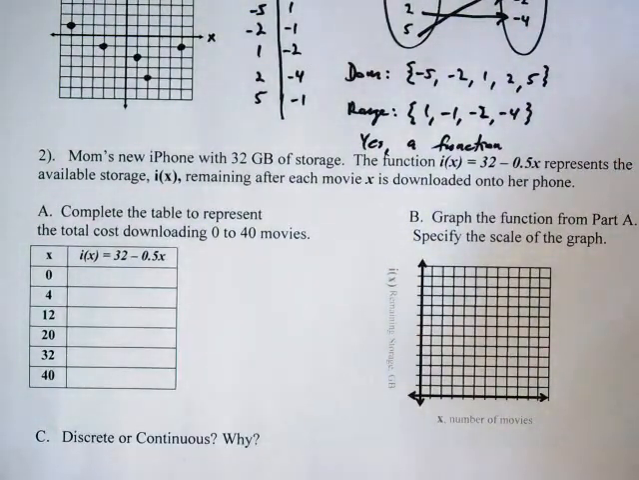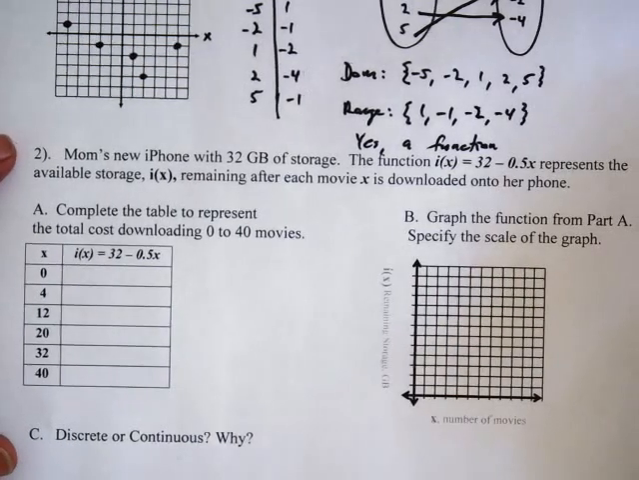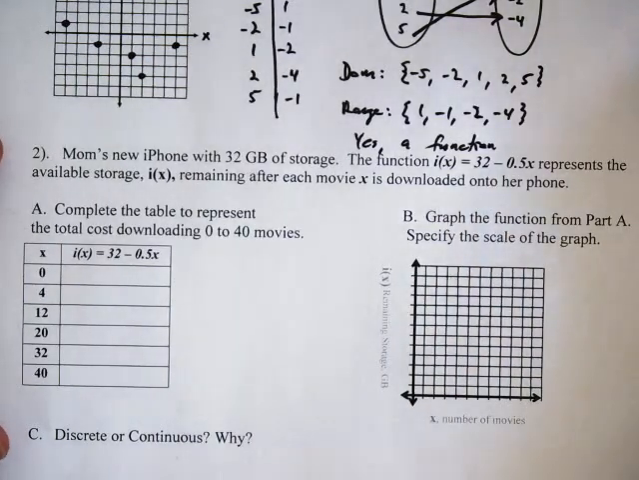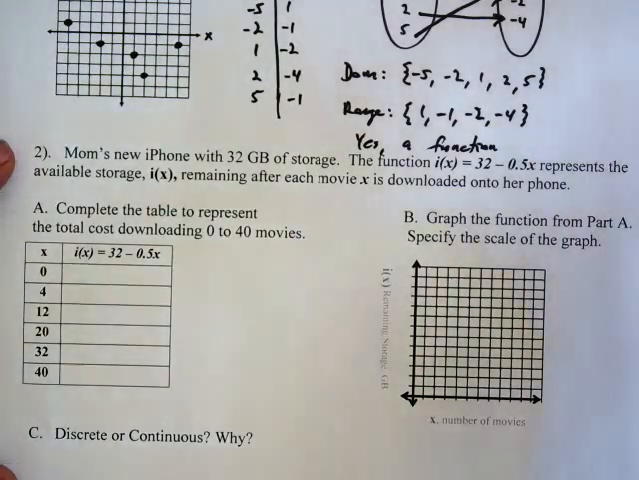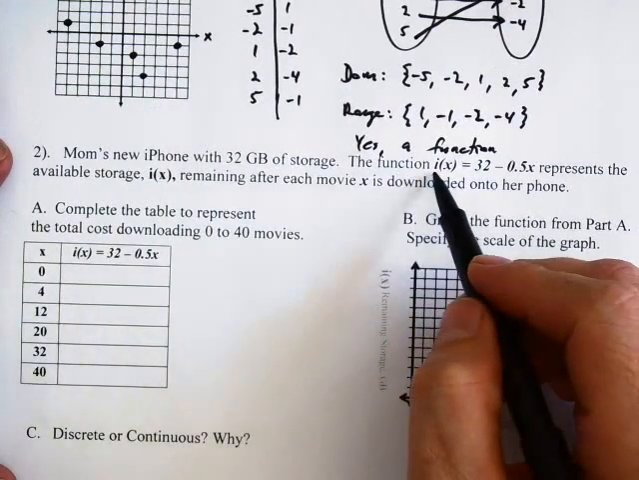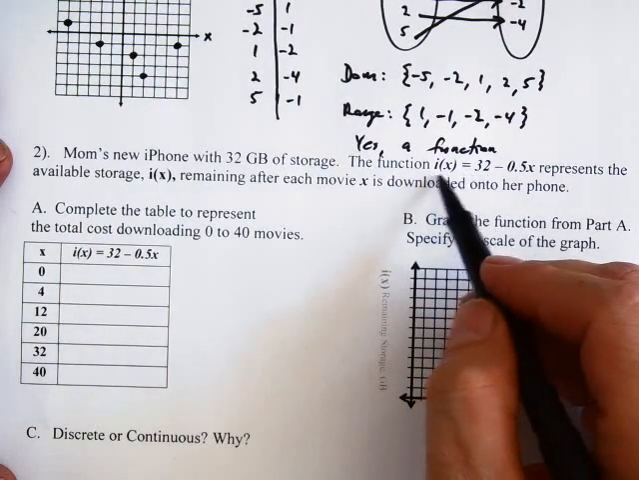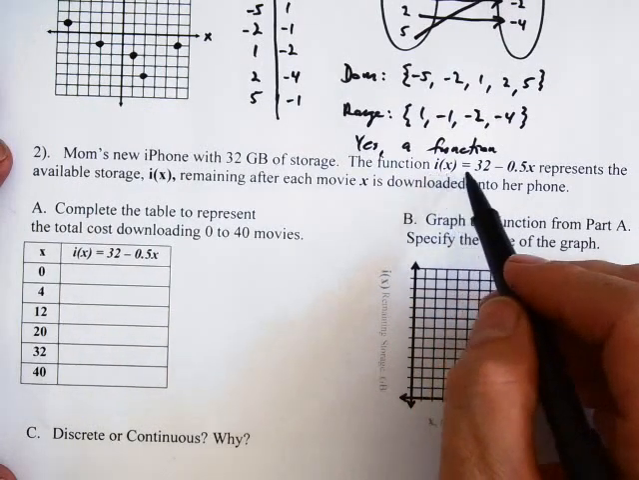Mom's new iPhone with 32 gigabytes of storage. You know, interesting, I don't think the new iPhone has 32. It jumps from 16 to 64. Yeah, go figure.